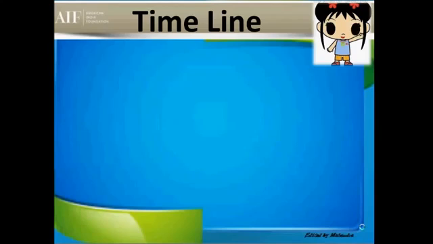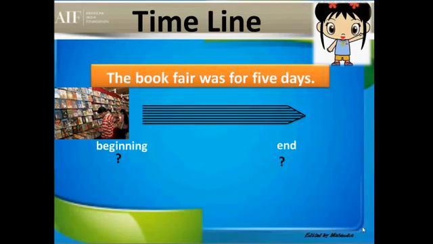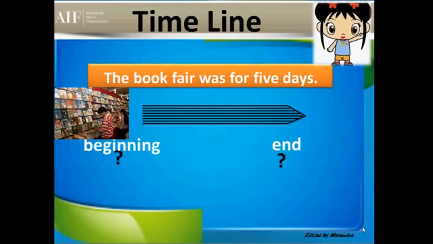For is used when we do not know the beginning or the end of the time period, but we do know for how long. For example, the book fair was for 5 days. Here is the timeline. I put a question mark here at the beginning and another one here at the end. We do not know the beginning and we do not know the end. So what will our sentence be like? Our sentence would be the book fair was for 5 days.